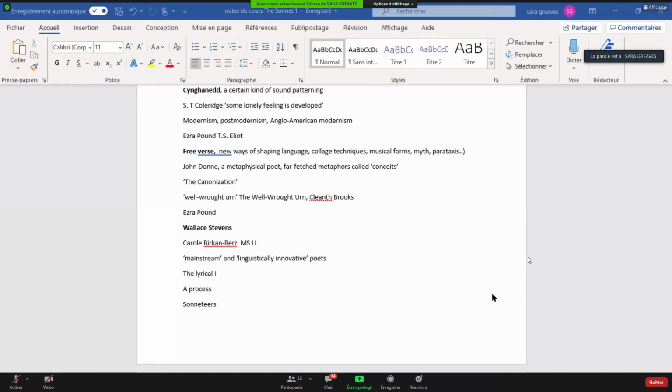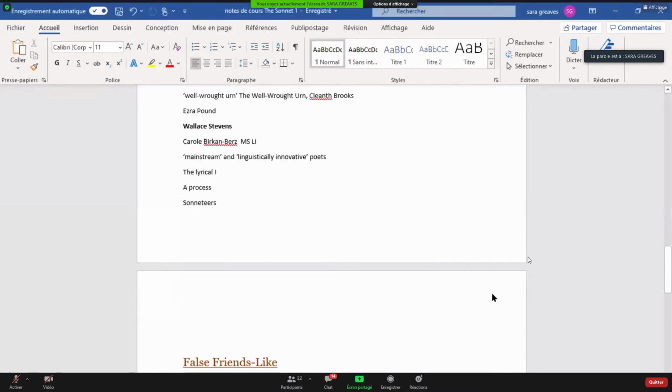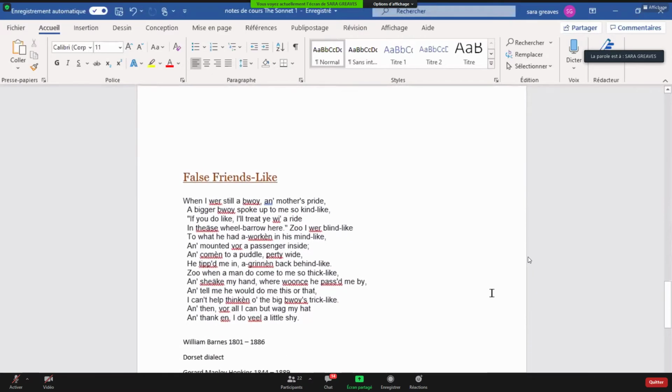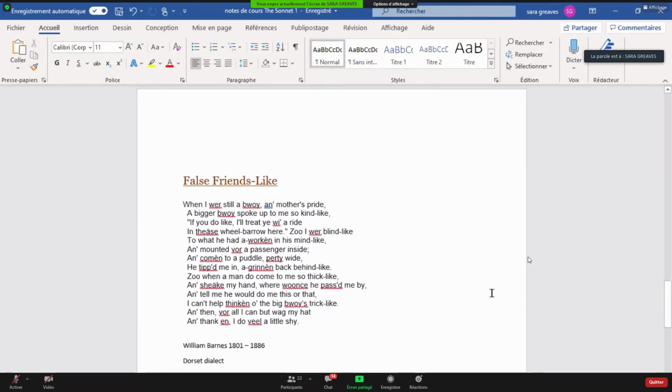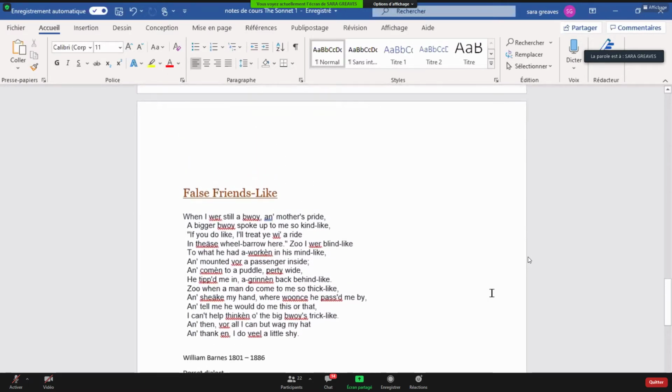So to give an example of this sort of liveliness of the sonnet and of its innovation, I've put here for you a poem by William Barnes, whose dates you can see there, 1801 to 1886. And I'm just going to try and read this poem to you as best I can.